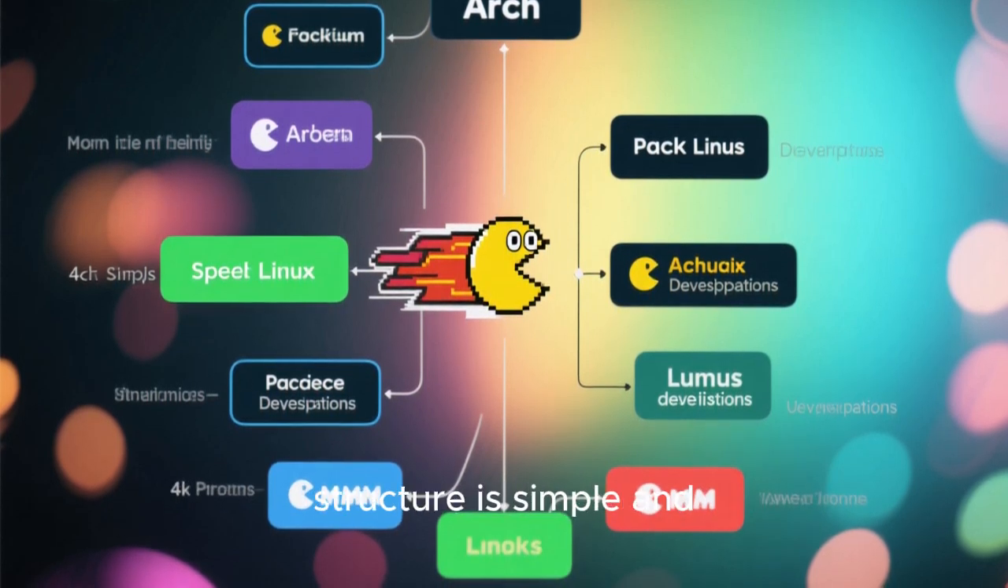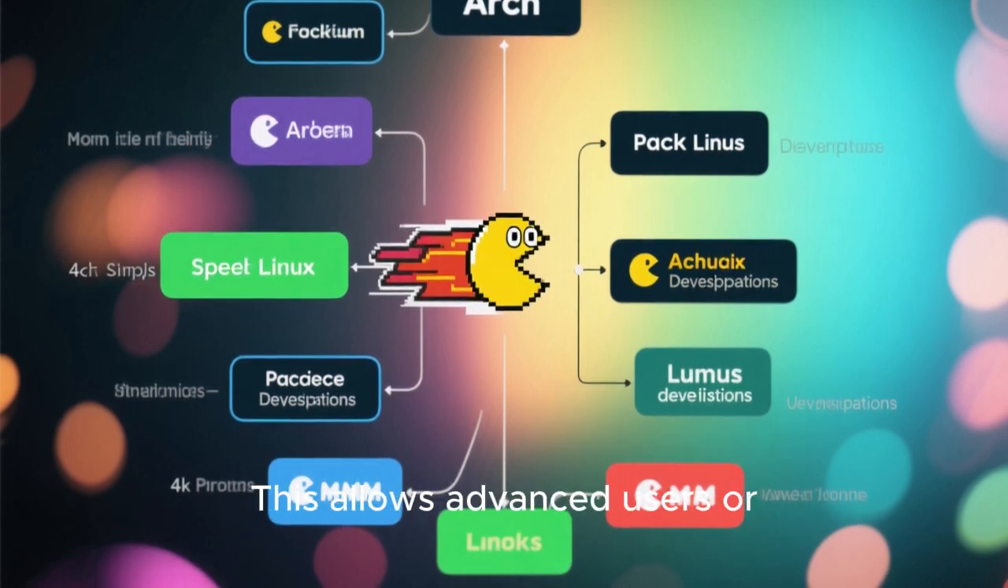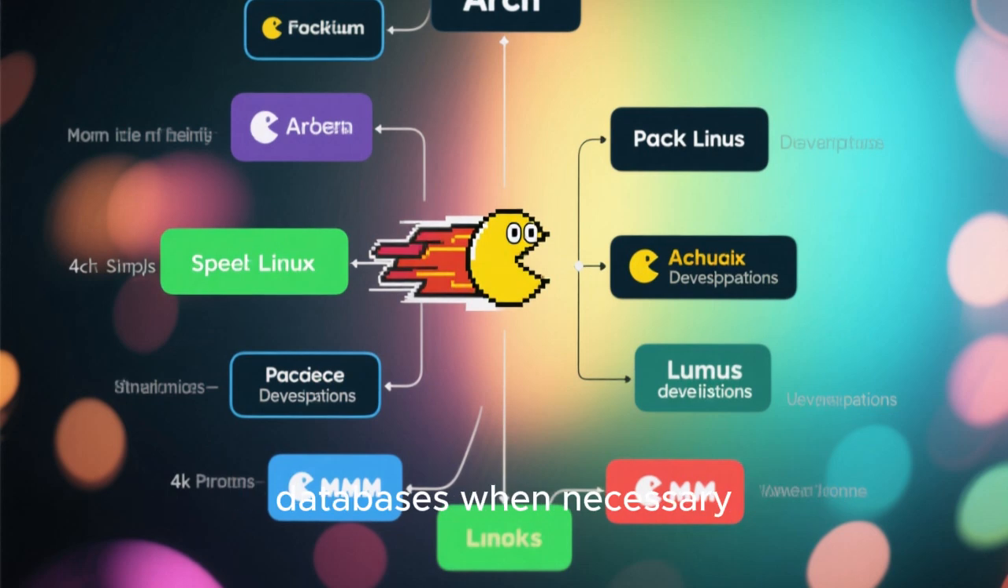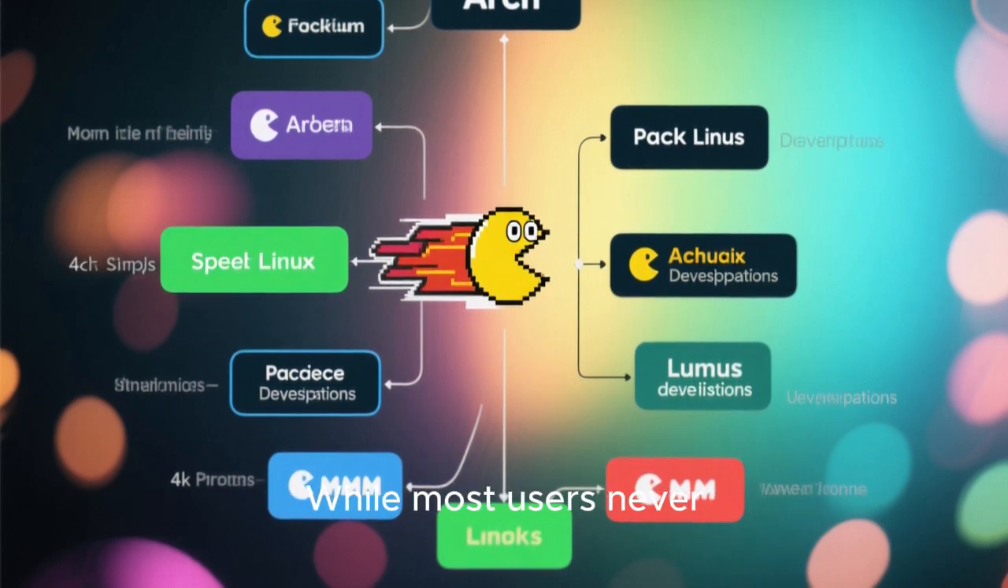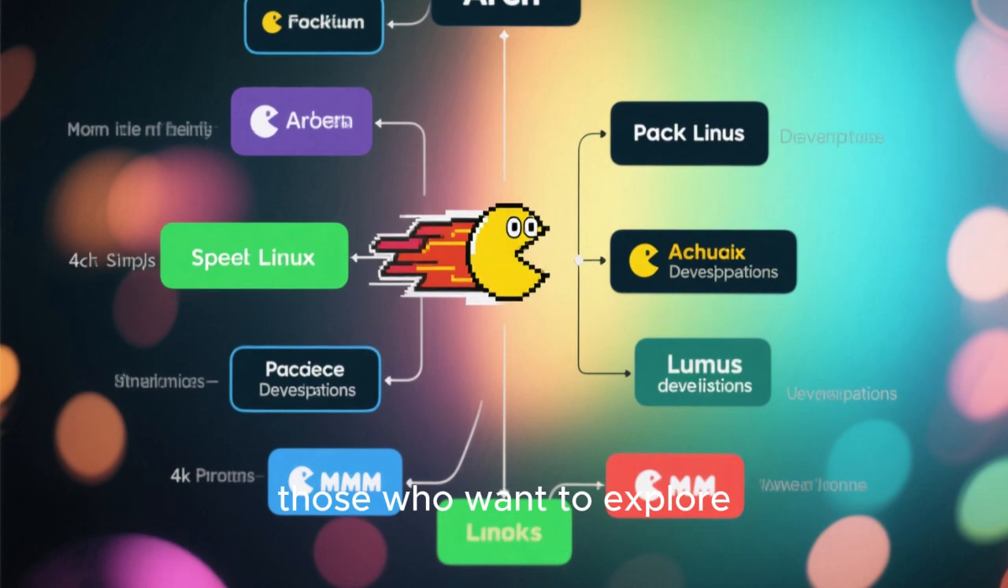Pacman's database structure is simple and efficient, using plaintext files for metadata. This allows advanced users or developers to manually inspect package databases when necessary. While most users never need to dig this deep, the transparency is always there for those who want to explore.